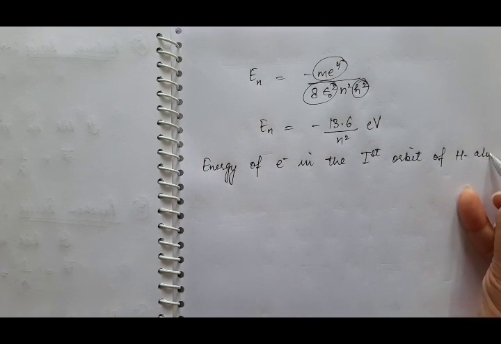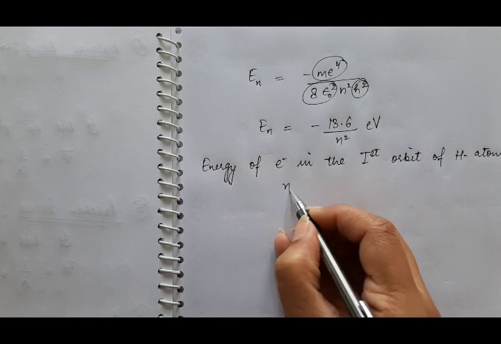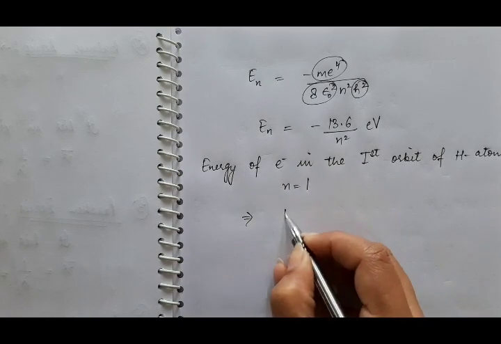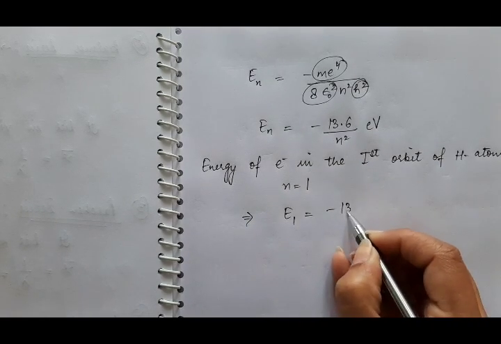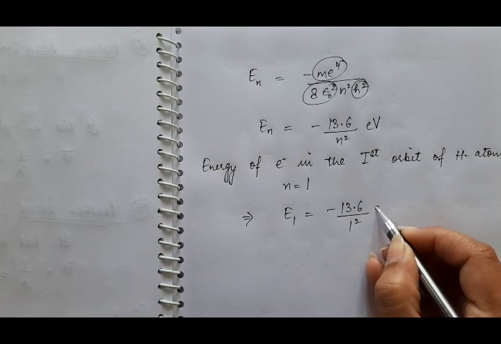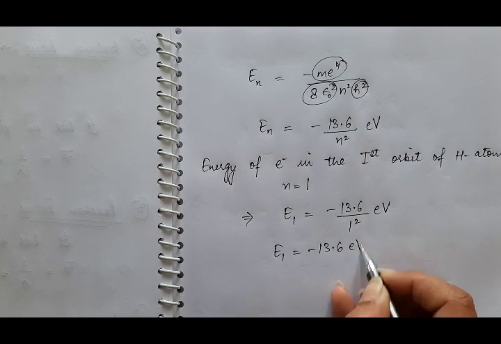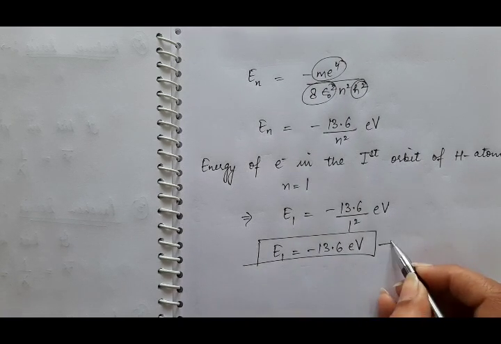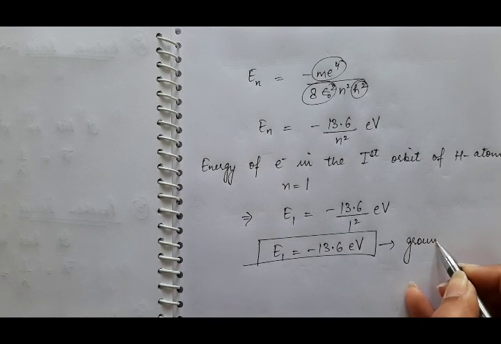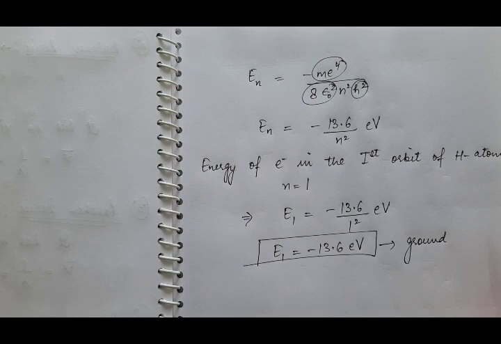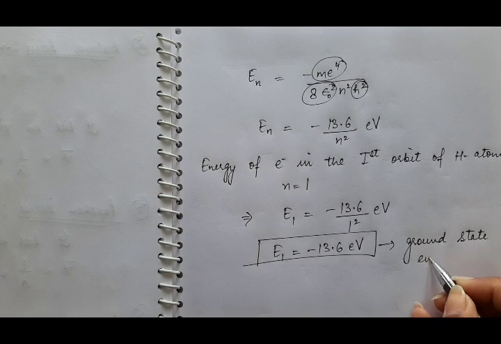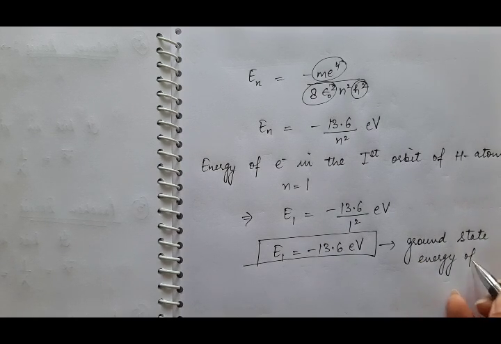We know that for the first orbit of hydrogen atom, N will be 1. This implies E1 will be minus 13.6 upon 1 square, so it will be minus 13.6 electron volt. This is the ground state energy, when the electron is present in the first orbit, that is the lowest orbit or lowest energy state of hydrogen atom. So this is known as the ground state energy of electron in hydrogen atom.